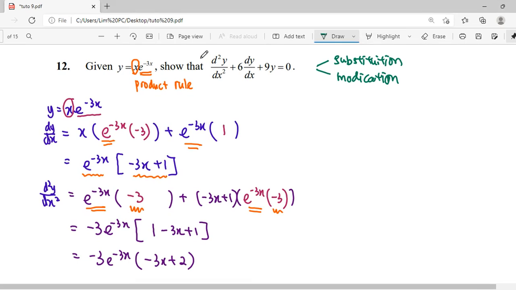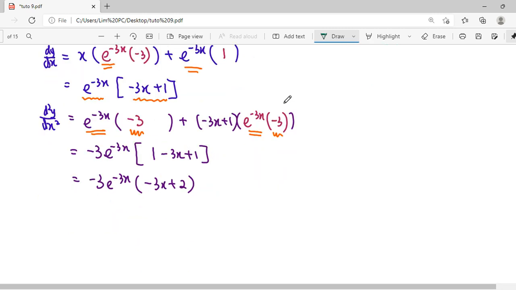Okay, so for this explicit equation, we will use our substitution method to show that this equation gets to the answer 0. We will substitute the second derivative result, the first derivative result, and the y equation, and then add them together so that we can prove it equals 0.